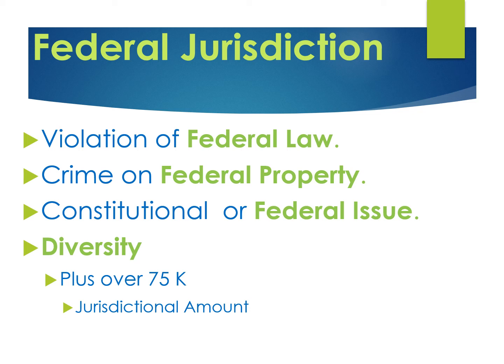And in our overview yesterday, we touched on the issue of federal jurisdiction when we looked at federal courts. And so let's quickly go over how federal jurisdiction is acquired. The first way is violation of federal law. So if an individual violates federal law, they automatically come under federal jurisdiction. If a person commits a crime on federal property, again, they automatically come under federal jurisdiction.